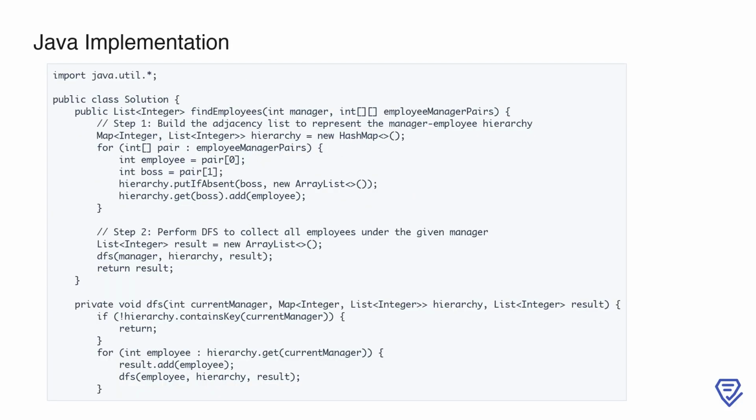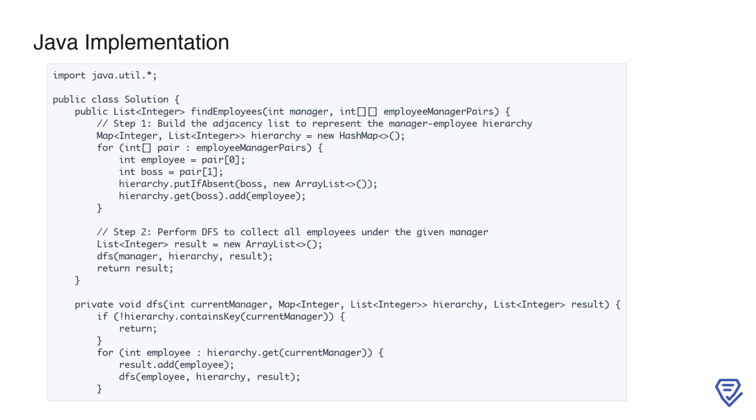Here, we begin by defining the findEmployees method, which takes a manager ID and a 2D array of employee-manager pairs. The goal is to identify all employees who report directly or indirectly to the specified manager. First, we construct an adjacency list to represent the hierarchy. This is achieved using a hash map where each manager is a key, and the corresponding value is a list of employees reporting to that manager. We loop through the employee-manager pairs array, extracting each employee and their respective boss.